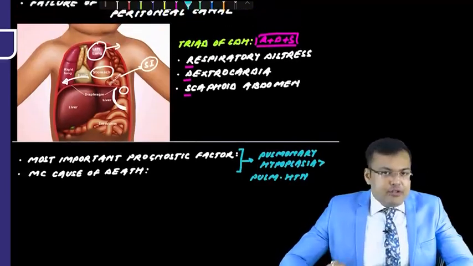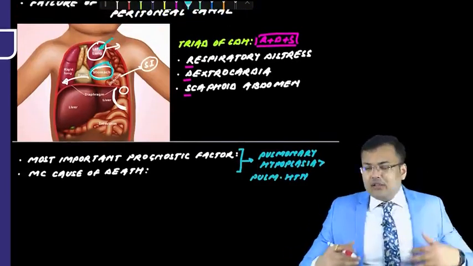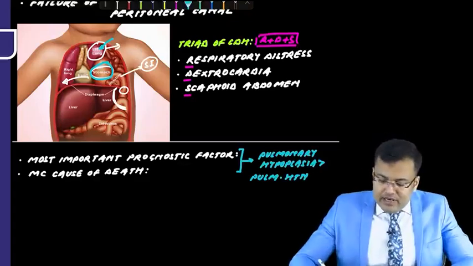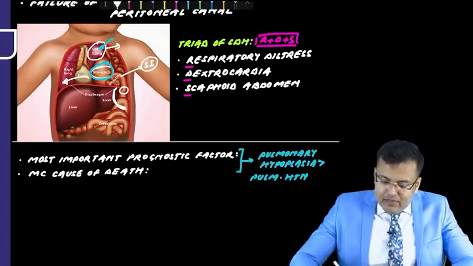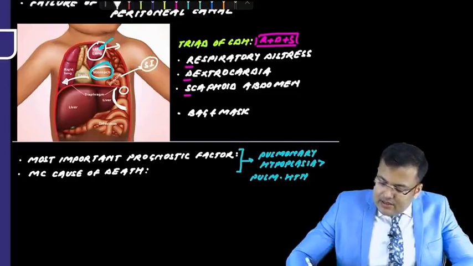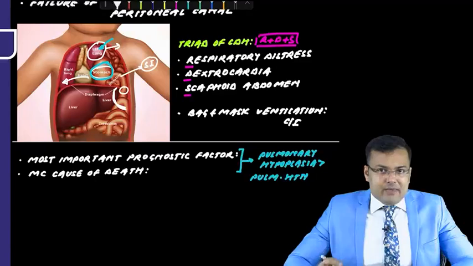Another important point which you know: since the left lung is already collapsed and the stomach is there in the thorax, bag and mask ventilation is contraindicated. So a very important point here, what? Bag and mask ventilation is contraindicated in congenital diaphragmatic hernia.